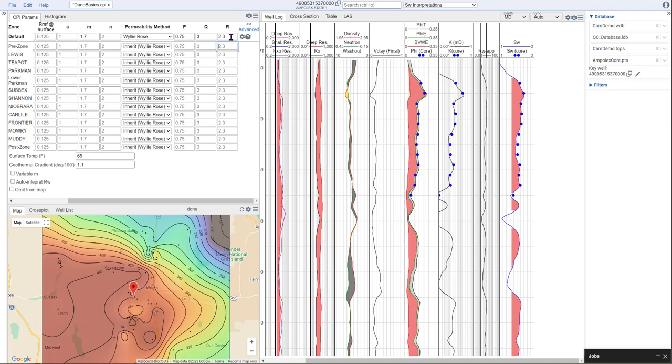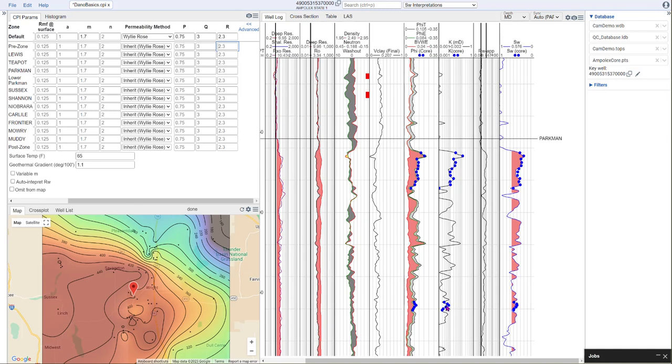And so what we're looking for is to get a match. Now this is an excellent match. I typically wouldn't expect a match of this high quality, but this is what we are seeing in our data.